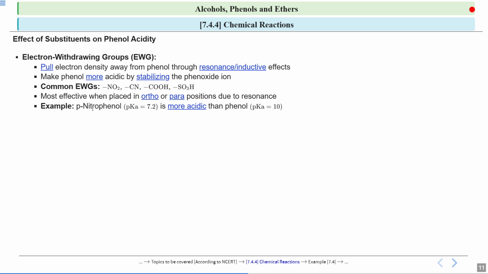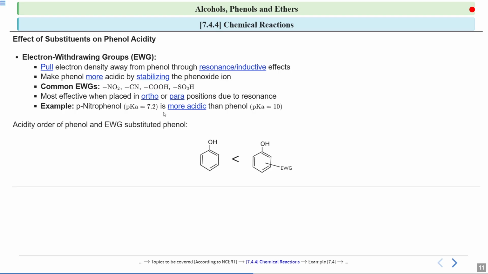So this is para-nitrophenol, and this is a simple phenol. This is a substituted phenol. Because this nitro group is attached, it will withdraw the electron density, so electron density on oxygen will be less. If electron density on the oxygen is less, it will withdraw from the hydrogen, the bond will become more polar and H plus will leave. So you can see the pKa of the nitrophenol is 7.2 and the phenol is 10. So this para-nitrophenol is more acidic.